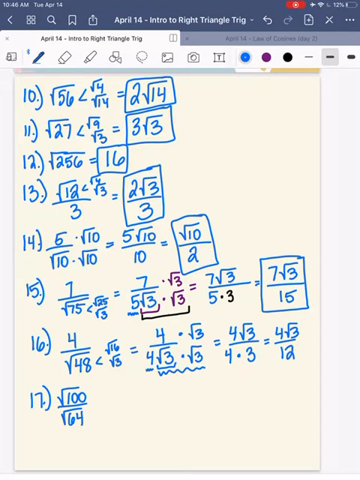Some of you, or a lot of you, actually left, I see several people put 4 root 3 over 12. But this is not the final answer because this fraction right here can be simplified. And so 4 can divide into both of those numbers. So our final answer should be root 3 over 3. Okay?